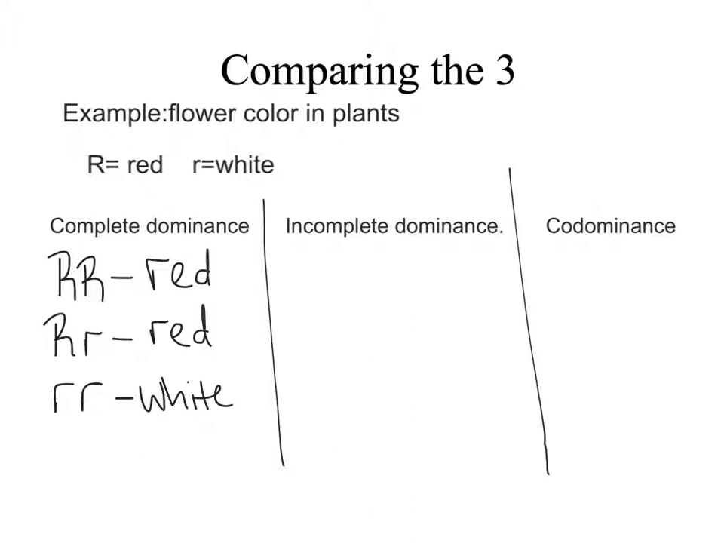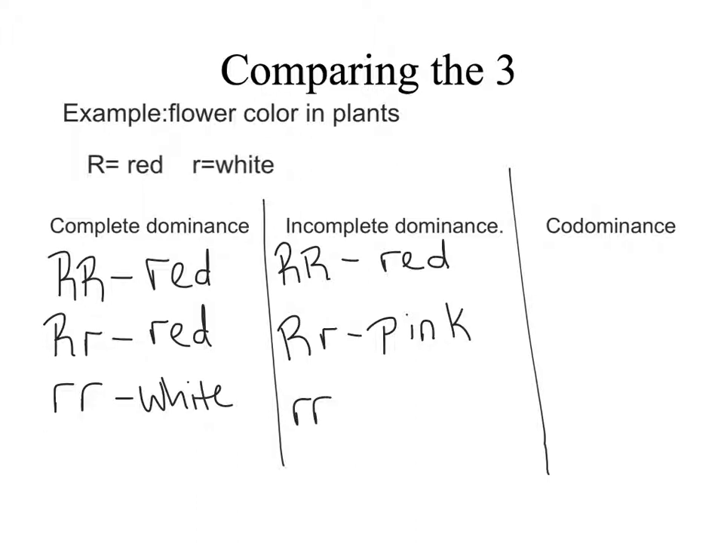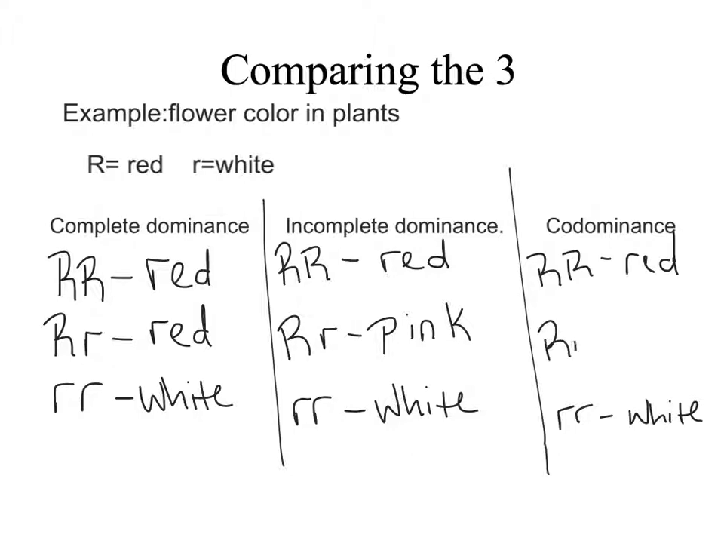If we look at incomplete dominance, a homozygous dominant individual will still have a red phenotype. The heterozygote will be a mix of the two, so they will be a pink flower, and a homozygous recessive will still be white. For codominance, homozygous dominant will again still be red. Homozygous recessive, little r, will still be white. And our heterozygote will show both red and white petals.